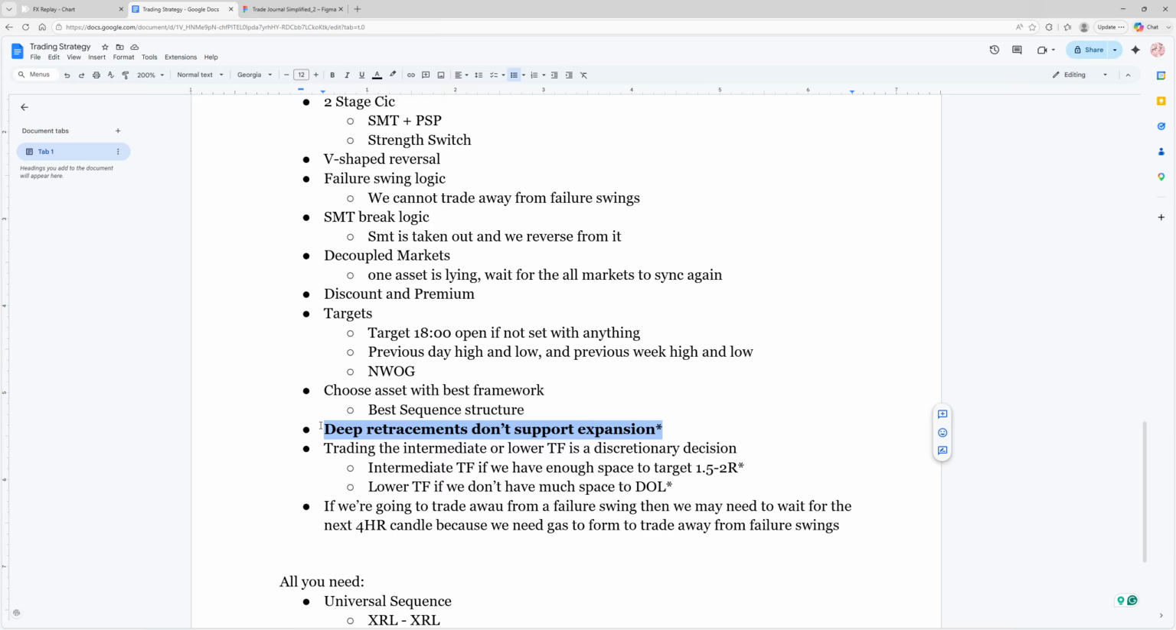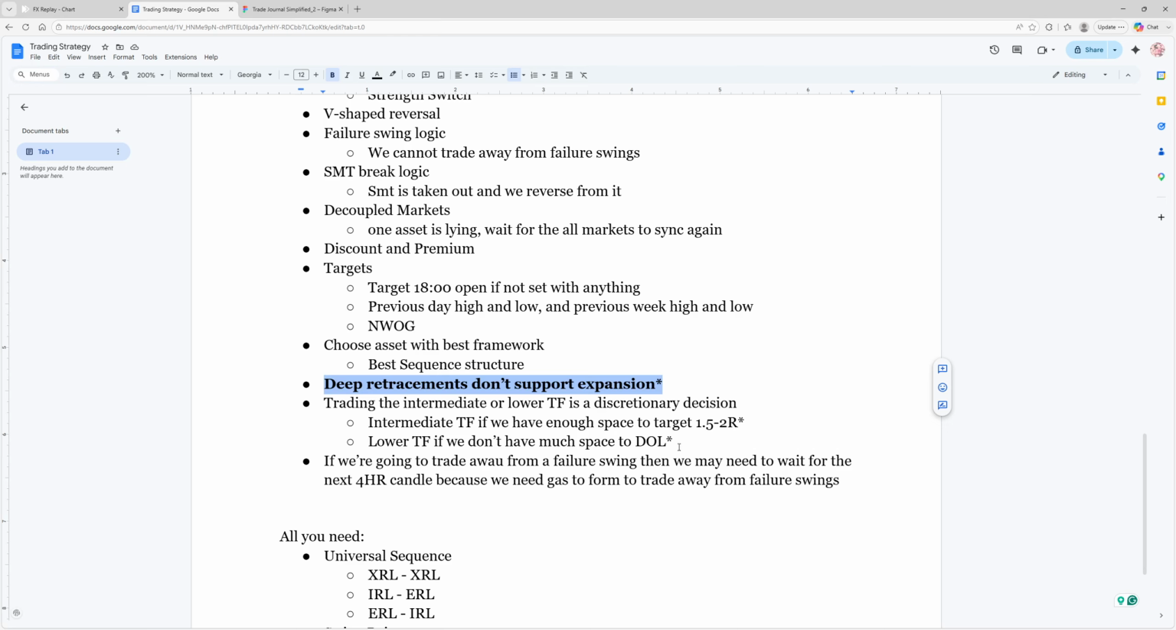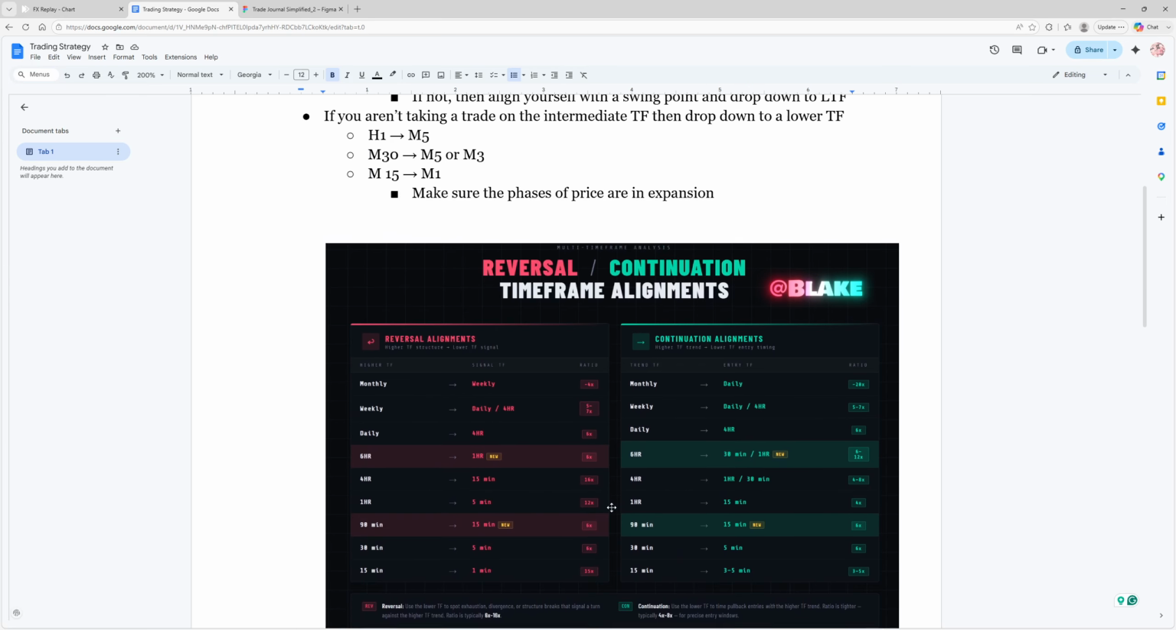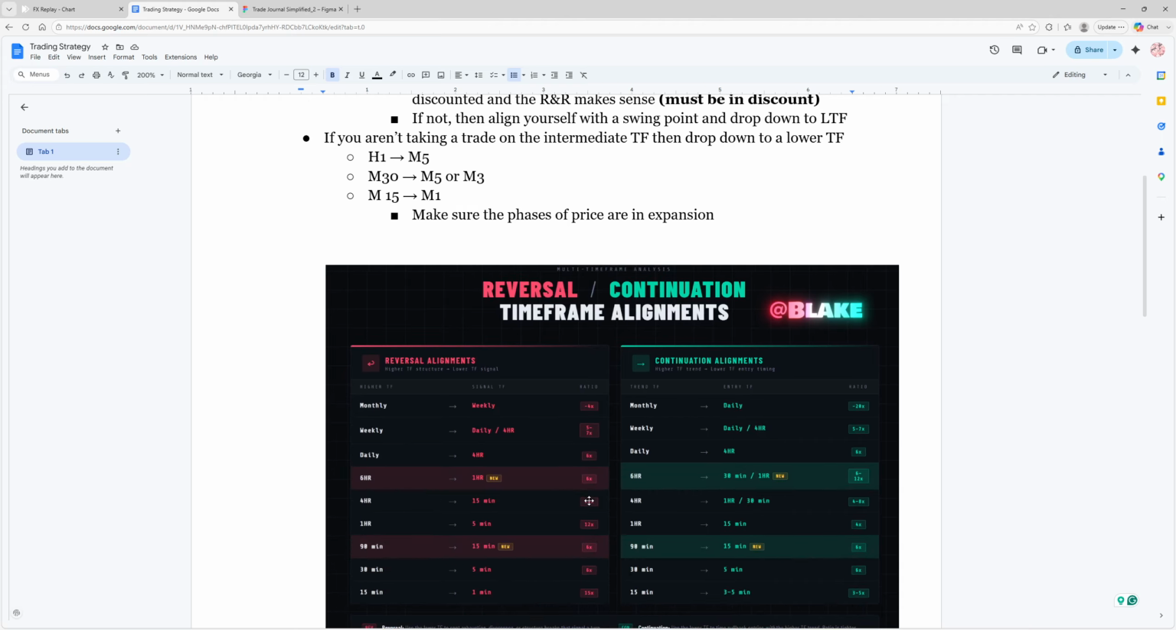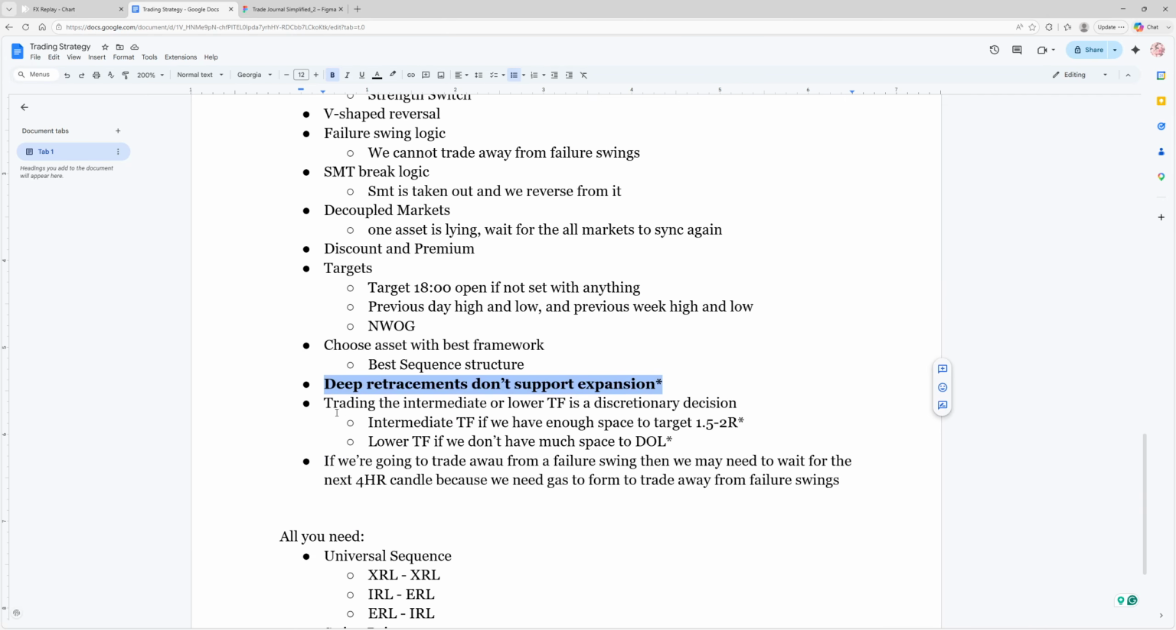Deep retracements do not support expansion. If we're in an expansionary phase and we start to see deep retracements, that is usually a bad sign. You may potentially want to close your position, because expansion does not support deep retracements. And this is actually the same thing as up here. I guess I have it twice. But I will read it.